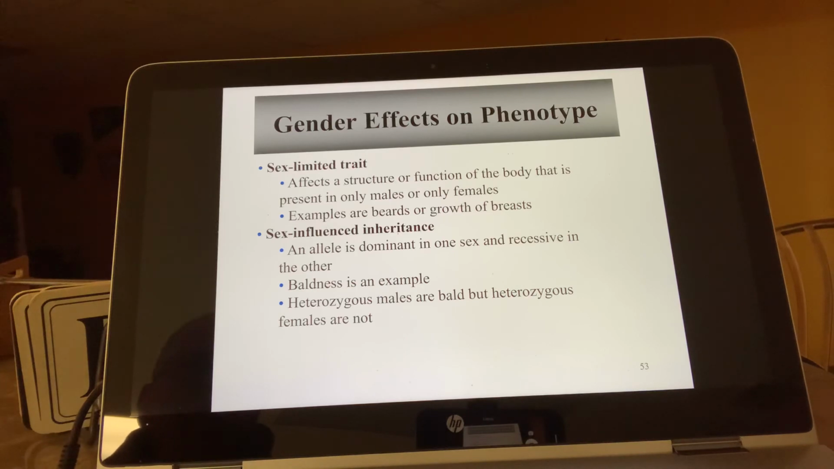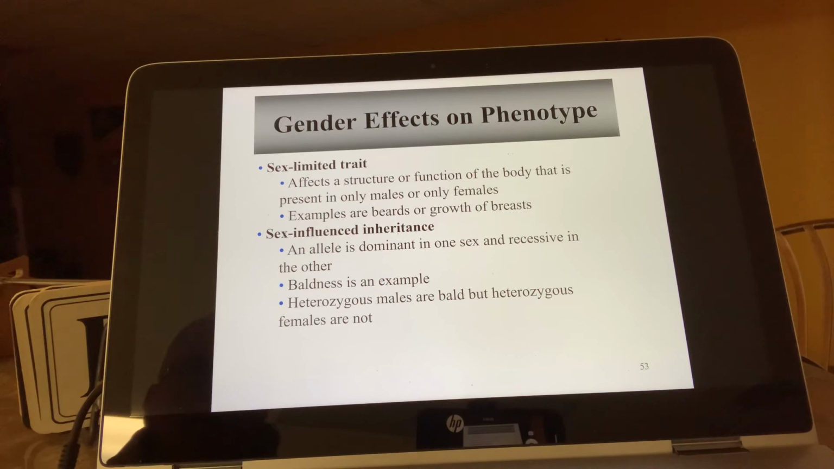The alleles for beards only grow beards in males. Likewise, the development of breasts at puberty is only present in normal situations in females. There are other alleles that are called sex-influenced. That means one allele is dominant in one sex but recessive in the other. An example of that is baldness. In baldness, the allele for baldness is dominant in males, but it's recessive in females.